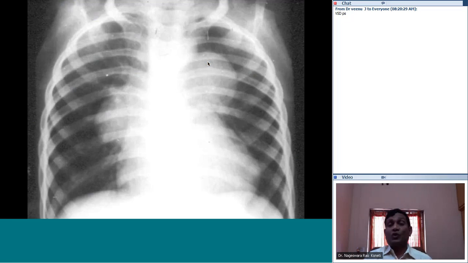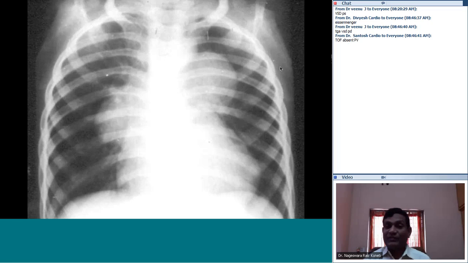So what is this condition? Anybody? A cyanotic congenital heart disease with reduced pulmonary blood flow. X-ray you are seeing here, normal cardiothoracic ratio, and you can see grossly dilated structures. Anybody? Guys, what is this condition? Somebody can type. Who is that? Santosh. Very good. This is tetralogy of Fallot with absent pulmonary valve syndrome. You can see the grossly dilated pulmonary artery and reduced pulmonary blood flow, and there is no cardiomegaly.